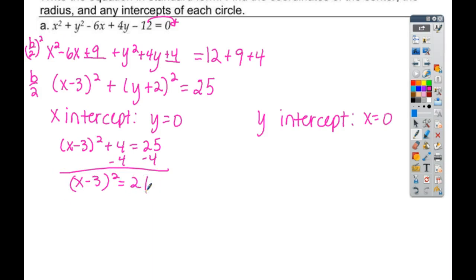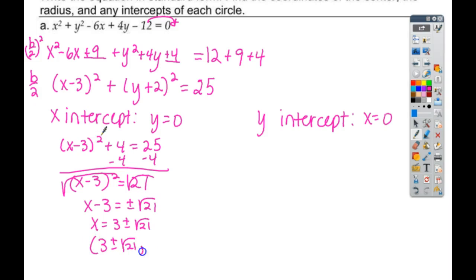And how do I get rid of the square? Square root. There's no space for it. There isn't. So I'm just going to leave it like that. And to solve for x, I'm going to add the 3. So if I'm going to write the x-intercept, I'm just going to write this and put a 0 next to it.